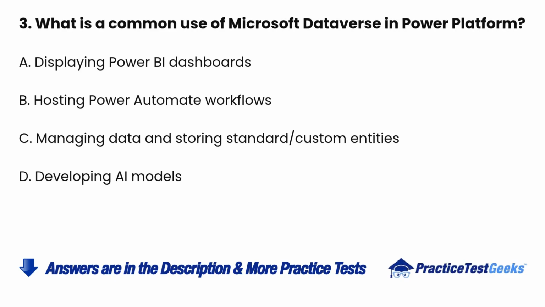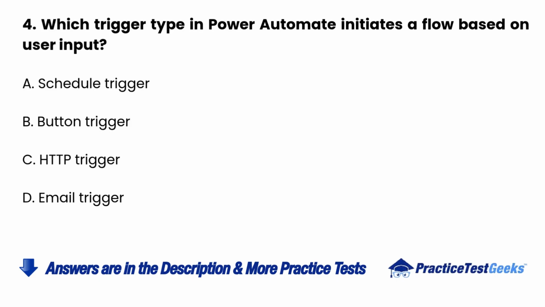3. What is a common use of Microsoft Dataverse in Power Platform? A. Displaying Power BI dashboards. B. Hosting Power Automate workflows. C. Managing data and storing standard custom entities. D. Developing AI models. 4. Which trigger type in Power Automate initiates a flow based on user input? A. Schedule trigger. B. Button trigger. C. HTTP trigger. D. Email trigger.